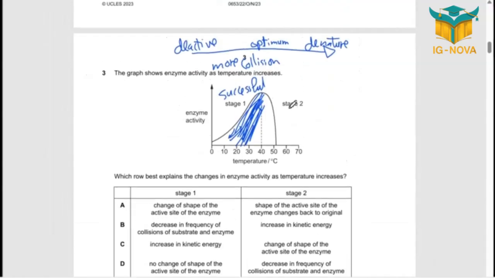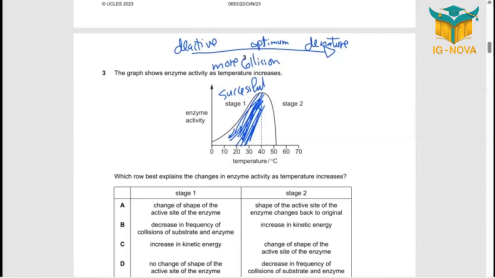Question 3, I added a little bit of annotation. If you go from 0 to 60, the kinetic energy increases, the collisions increase. But whether the collision between particles is successful or not is a factor. Till you reach the optimum, you have successful collisions. After the optimum, you have increasing collisions, by the way, but not successful. Why? Because the enzyme's active site shape has been changed.